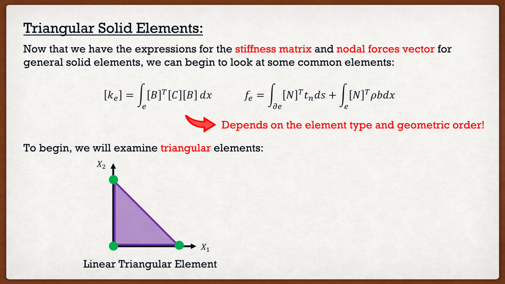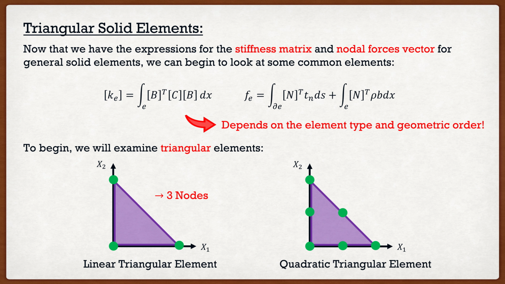The first one is a linear triangular element. If we look at this element, it's simply a right triangle, and it has three nodes, one node located at each of the corners of the element. The second one we're going to look at is a quadratic triangular element. Unlike the linear triangular element, this one has 6 nodes. It still has the nodes at the corners of the element, but we introduce a second node at the midspan of each of the surfaces of the element. So this is what we are going to examine here today.